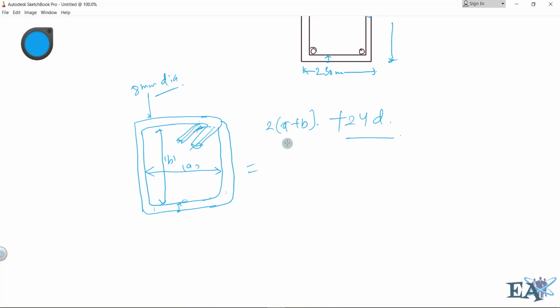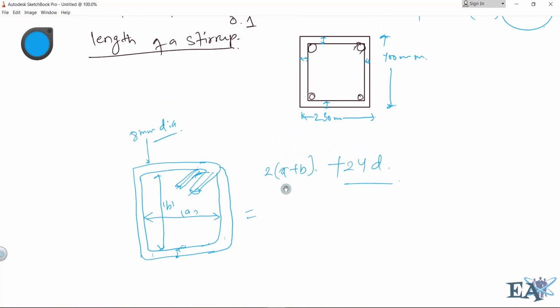Now I have to find A and B for our case, and if I go here, so this total length, now let us find the A. A is equal to, this total length from outside to outside is 230 mm, so it's 230. Now I have to subtract 2 clear cover, 2 cc, so clear cover here and clear cover here, minus 2 into 25. And if I subtract this diameter, I'll get the value of A. So this is equal to 230 minus 2 into 25 minus 2 into 8.